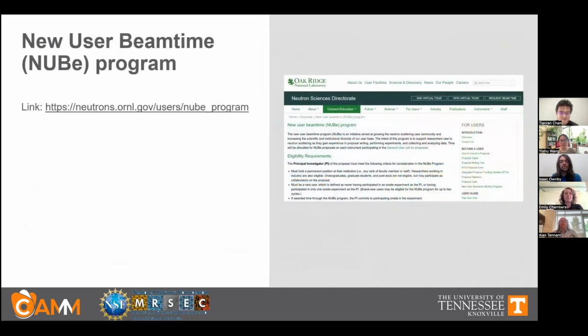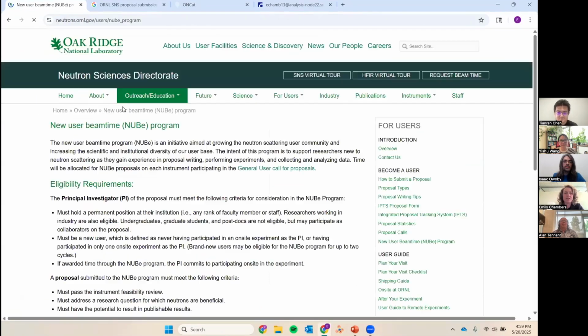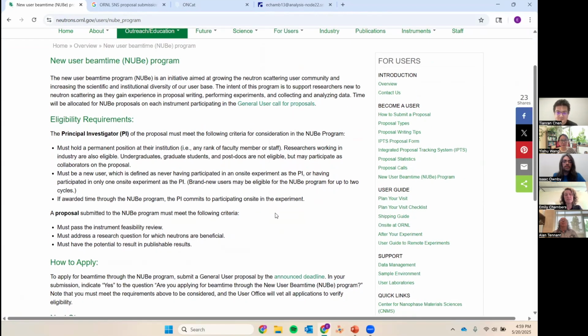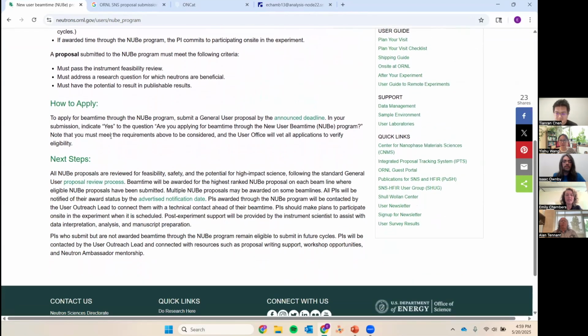Next, I want to introduce the new user beam-time program, and I'll take you to this website, which I have opened. You'll go to SNS ORNL New User Beam-Time Program, and here you can see it is specifically catered to new users. Their eligibility requirements are listed on this website, and you can also look at how to apply and the next steps for the proposal submission process.